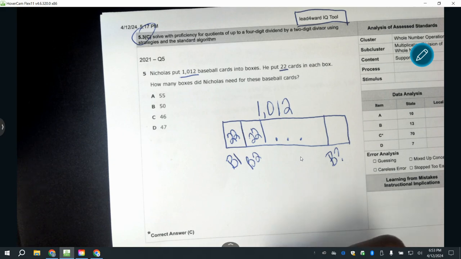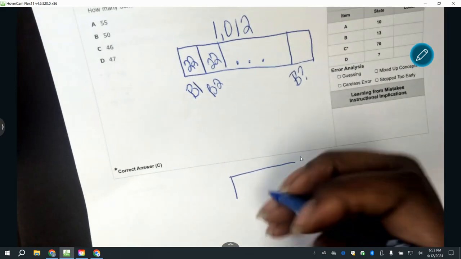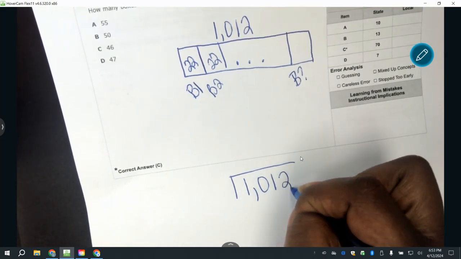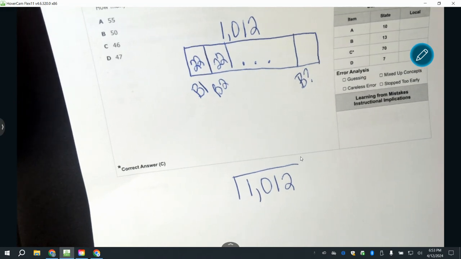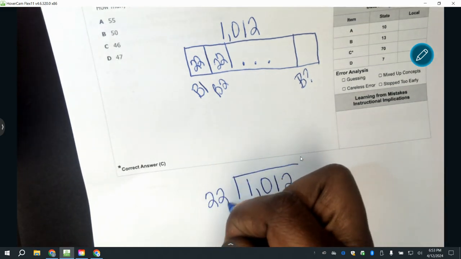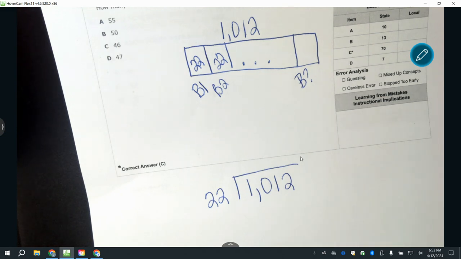This is how this looks. And look here, under my little division house, I'm going to write the total here. That is the dividend. That's called the dividend. I like to think of it as dividing into it, right? It's inside of the division house, so dividend. And then this 22, because we know this, that's in each box. So that is the divisor, okay?